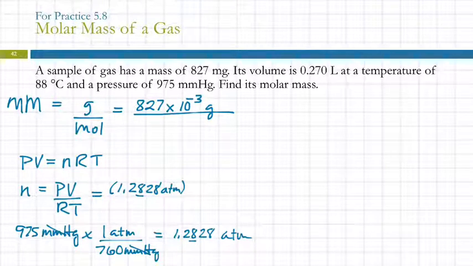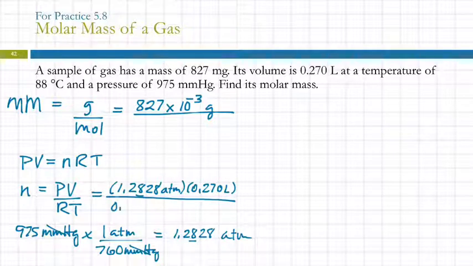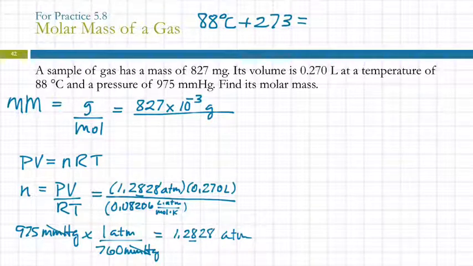And then I need the volume. Here's the volume. Thankfully, they gave that to us in liters. We don't have to convert that. Volume in liters. I'm going to divide by R, 0.08206 liters atmospheres per mole Kelvin. And the temperature, 88 degrees Celsius. Convert that. 361.